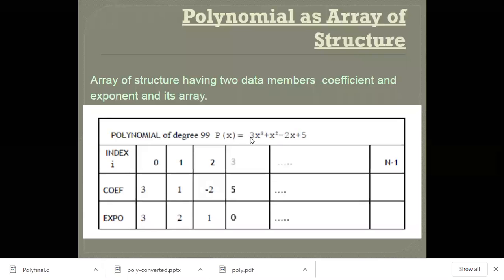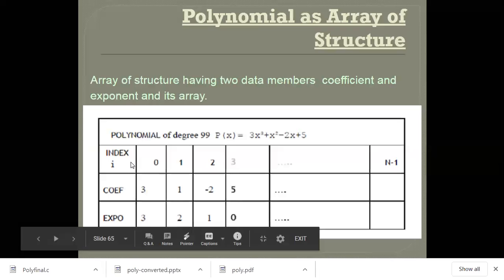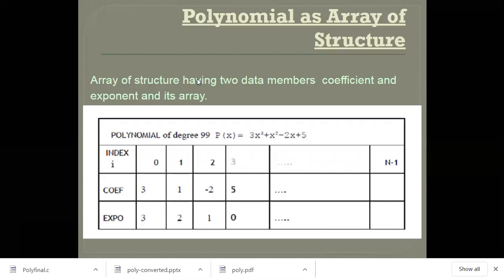So why is the array of structure required? Yes, students, it's very difficult. Suppose we have a large polynomial, let's say 3x raised to 99 up to 2x raised to 0. So in total, 100 terms are given in one polynomial. It is very difficult to represent that polynomial using an array. That's where the array of structure concept comes in.